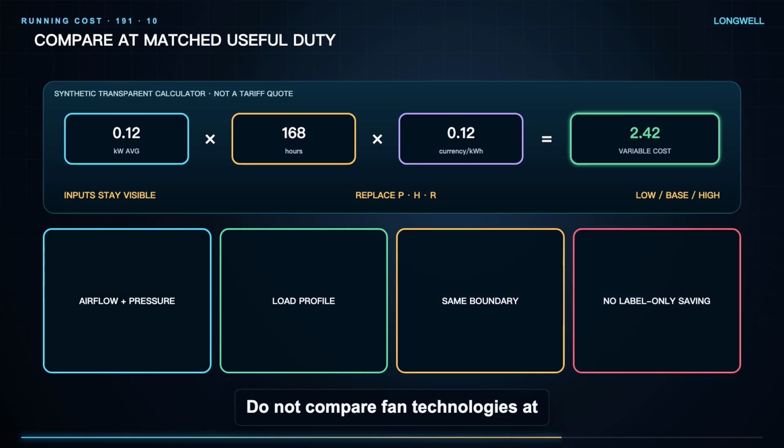Do not compare fan technologies at unequal service. A lower input may simply mean less airflow or pressure. Savings claims require the existing and proposed systems to meet the same required duty, with a defined load profile, power boundary, tariff, period, installation, and uncertainty. EC or VFD labels alone prove nothing.